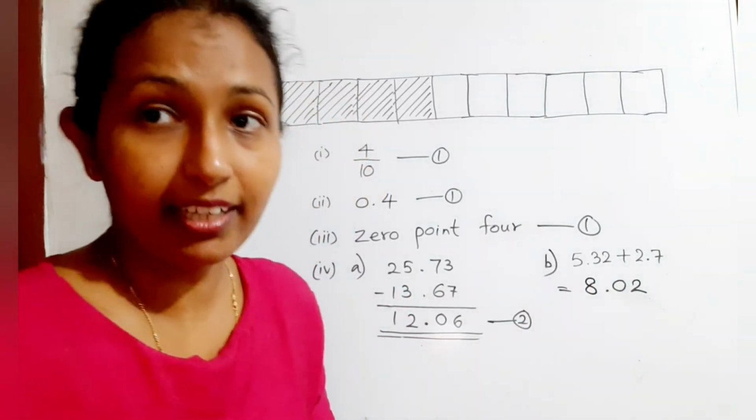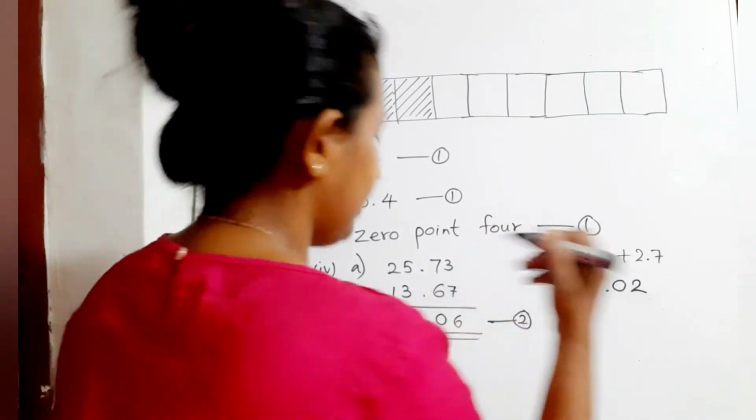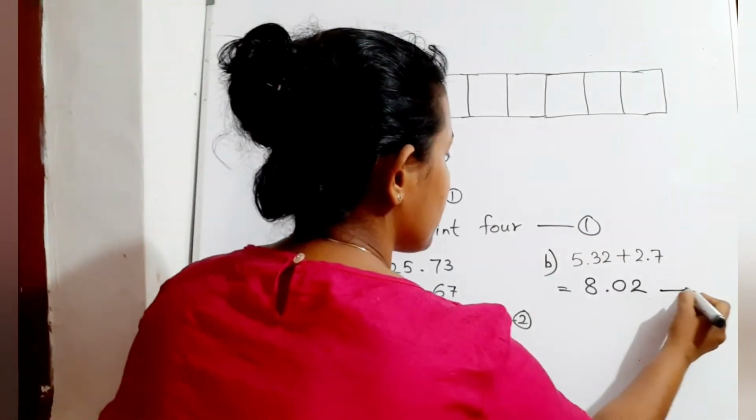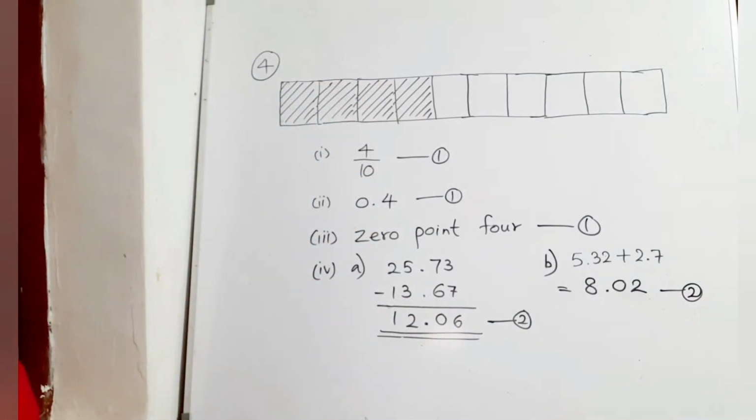If you can't add like that, you can write one under the other and you can add. Then you will have 2 marks for that question.